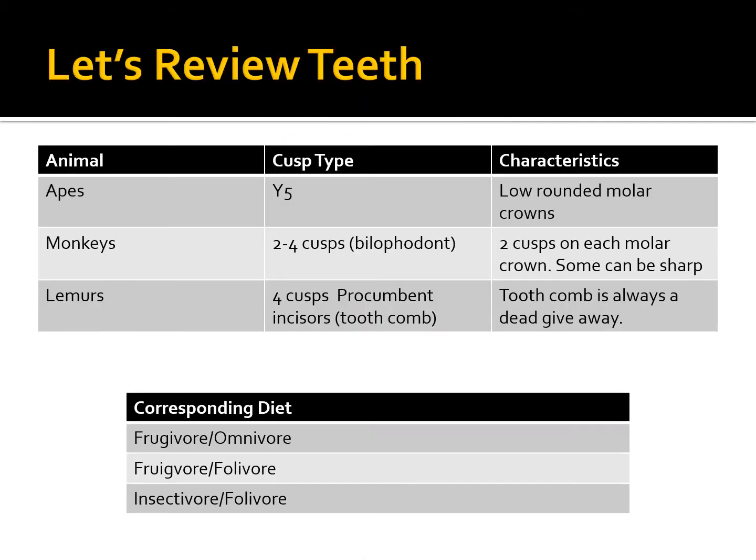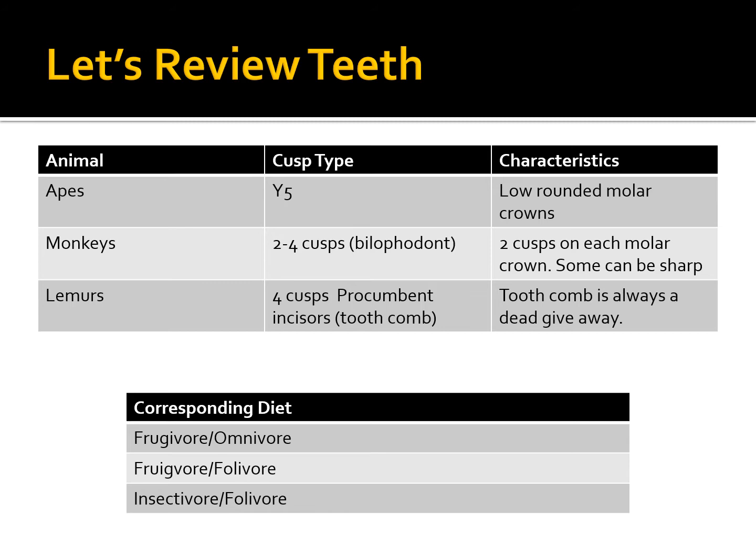So reviewing teeth real quick, your apes, of course, have a Y5 cusp pattern and have low rounded molar crowns. Your monkeys, on the other hand, have 2 to 4 cusps. Most of them are bilophodonts, meaning they have that crest on the top of the tooth that goes across the entire tooth. You have 2 cusps on each molar crown, and some of them can be sharp. Lemurs, on the other hand, have 4 cusps on their teeth.